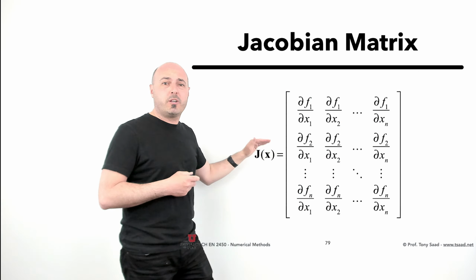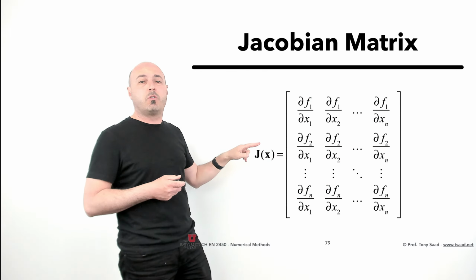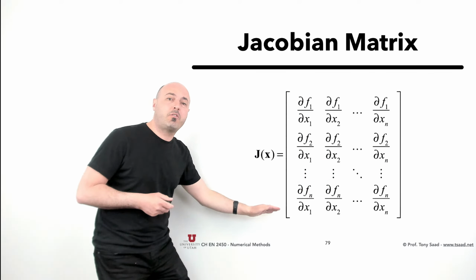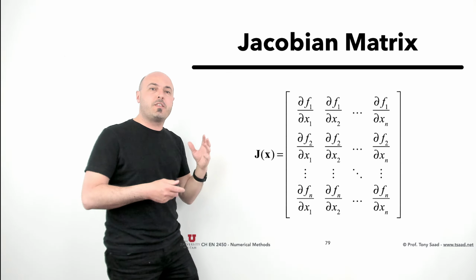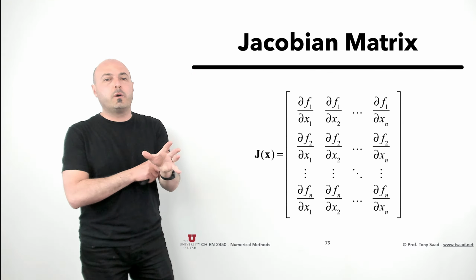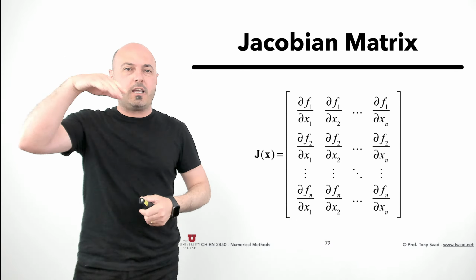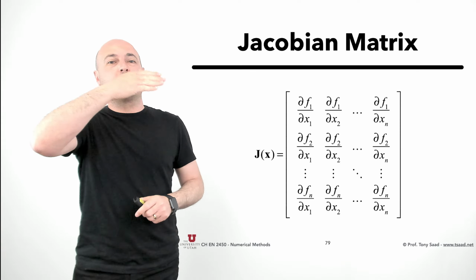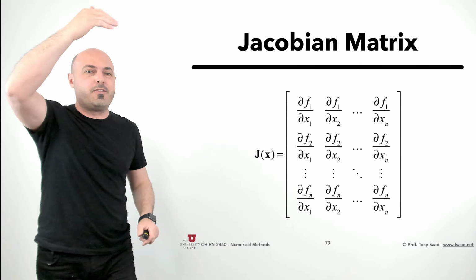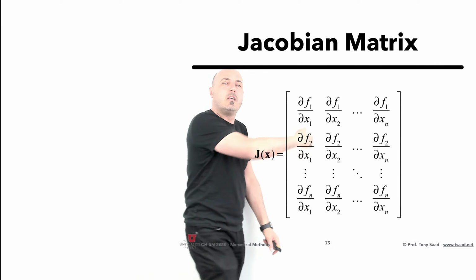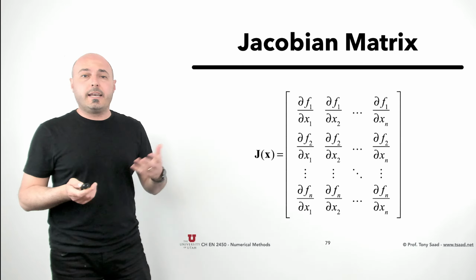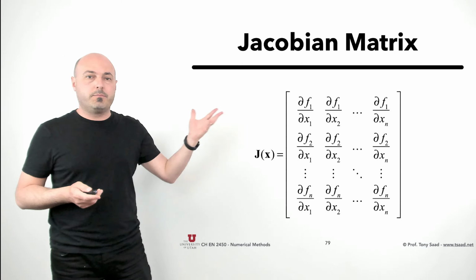The second row contains the derivative of the second residual function with respect to all the variables, and so on. The nth row contains the derivatives of the nth residual function with respect to all the variables. I like to do it row-wise because I like to think residual function and then independent variable. Some people like to think independent variable and then residual, so they read it column-wise, okay? But you should be able to reproduce any kind of Jacobian just by looking at that.